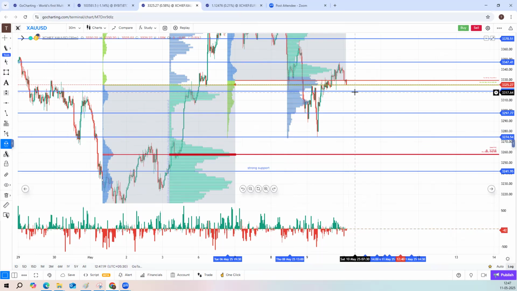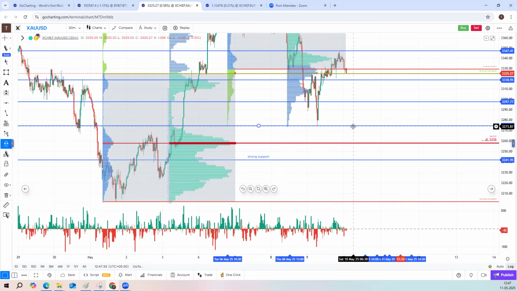Okay, so from here to here it will be a choppy movement, but from here to here it will be a fast one because there is no value here. Okay, you can see that there was a fast movement before also. Okay, but once market enters here, then we can expect again choppy movement from here to here. Okay, so let us see how market reacts.